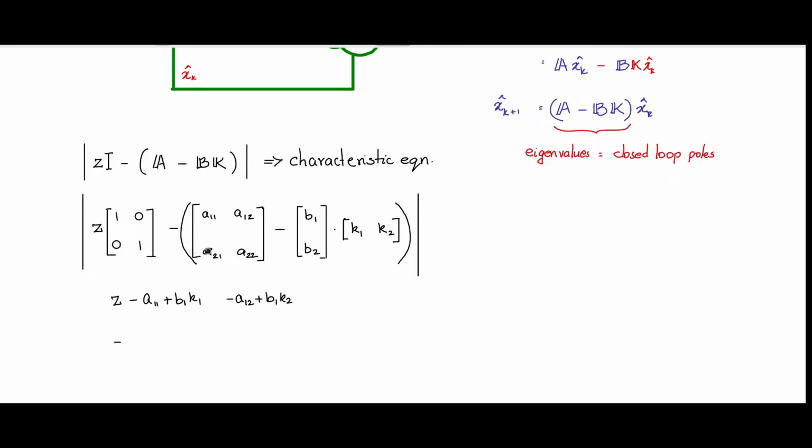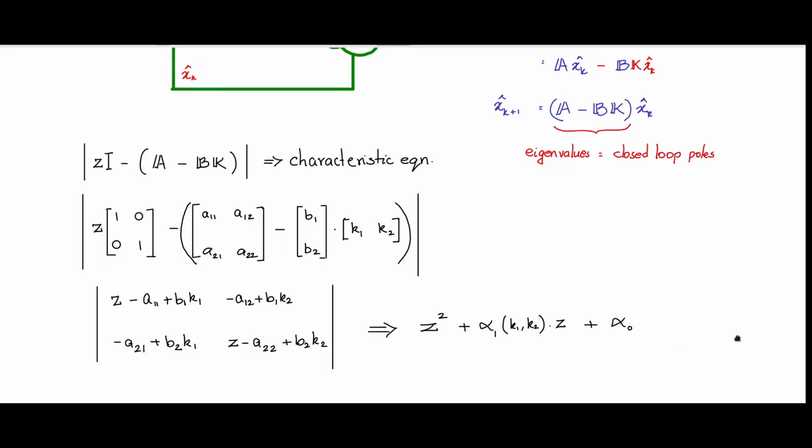Then here you have 0 minus A21 plus B2K1. Then here Z minus A22 plus B2K2. So this is a 2 by 2 matrix. Determinant of this will give you the characteristic equation. Now that has K1 and K2 as the unknowns. So it will be of the form, because it is a second order system, Z square plus alpha 1 Z plus alpha 0. Alpha 1 and alpha 0 are functions of K1 and K2. So they contain K1 and K2. This is one part. So starting from the A minus BK, finding its eigenvalues, we have landed up with this characteristic equation.